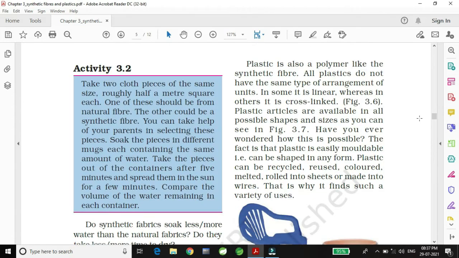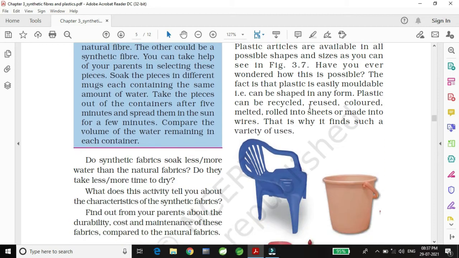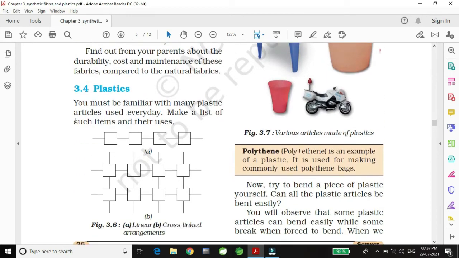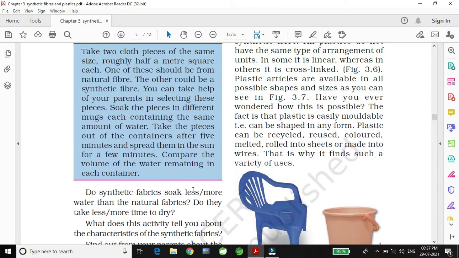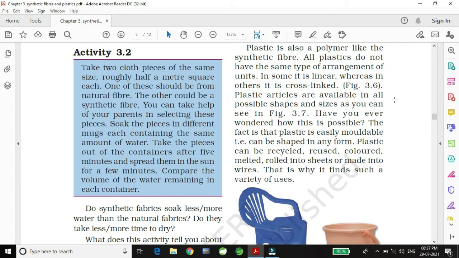Plastic is also a polymer like the synthetic fiber. All plastics do not have the same type of arrangement of units. In some it is linear, whereas in others it is cross-linked. If you see the diagram, some plastics are linearly arranged, or this kind of arrangement is there in some plastics, and in some plastics a cross-linked arrangement is there. We will see some examples of it.